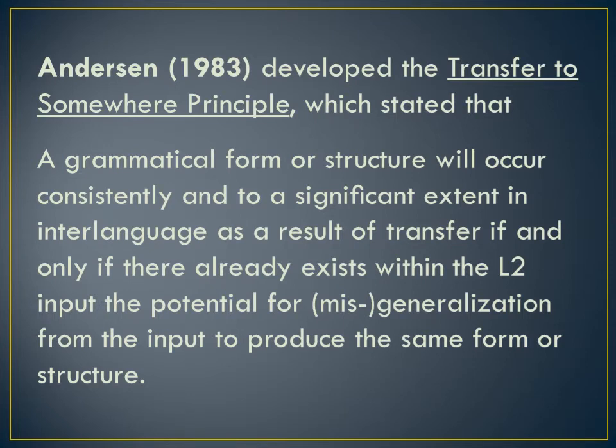Andersen, 1983, developed the transfer-to-somewhere principle, which stated that a grammatical form or structure will occur consistently and to a significant extent in interlanguage as a result of transfer if and only if there already exists within the second language input the potential for misgeneralization from the input to produce the same form or structure. This principle was developed to account for when transfer is likely to occur. Basically, it claims that transfer will occur only in those instances when the second language input allows the learner to see potential for transfer.